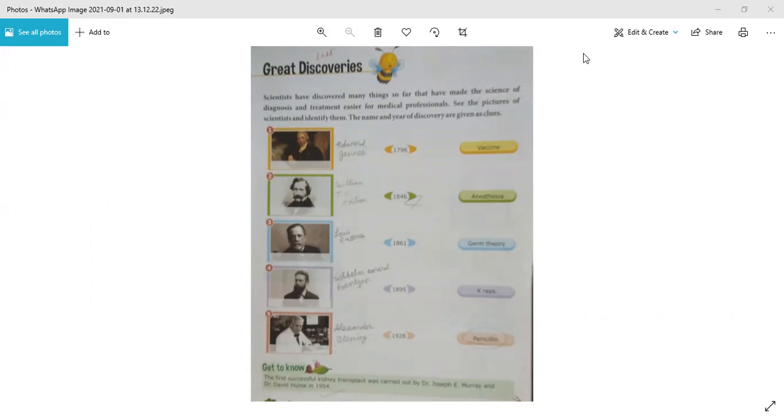Edward Jenner invented the vaccine in 1796. William T.G. Morton invented anesthesia in 1846. Louis Pasteur made the discovery of germ theory in 1861. Then Wilhelm Conrad Röntgen invented X-rays in 1895. Then we have Alexander Fleming. He discovered penicillin in 1928. And the first successful kidney transplant was carried out by Dr. Joseph E. Murray and Dr. David Hume, and this was done in 1954.